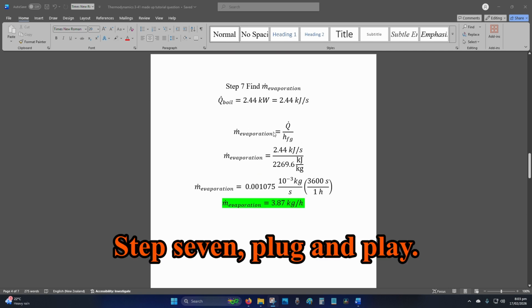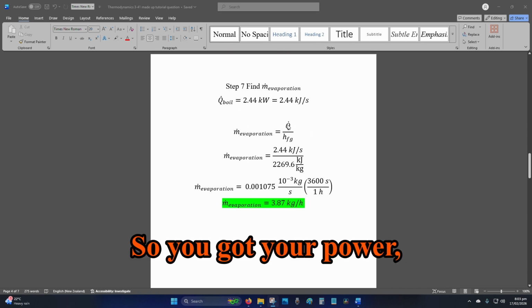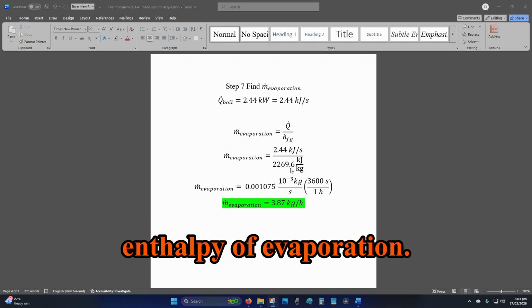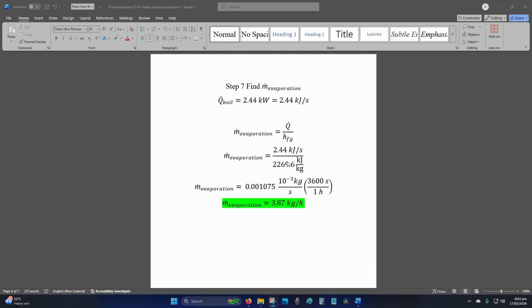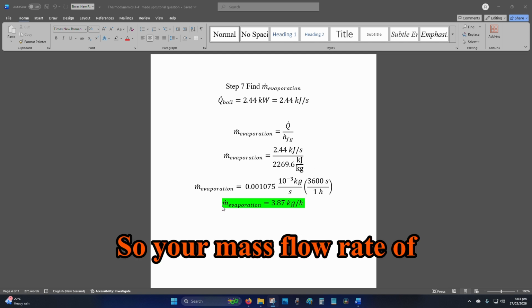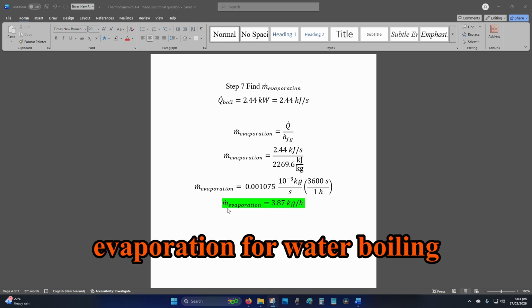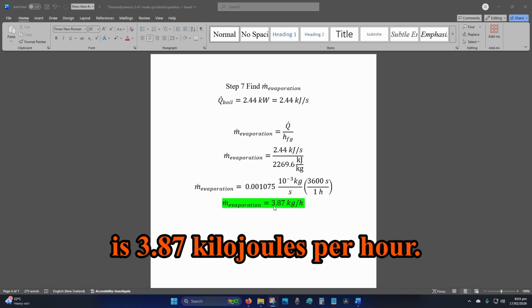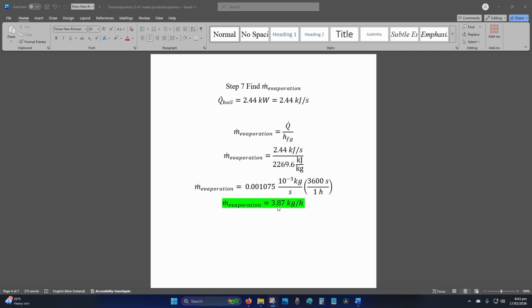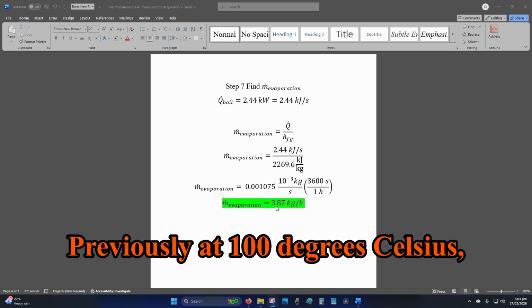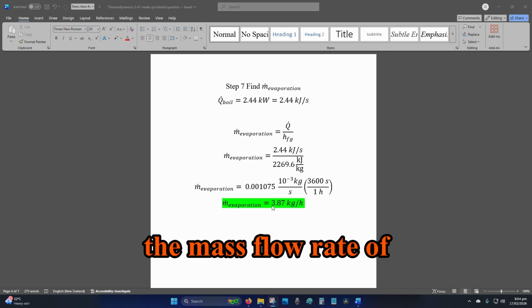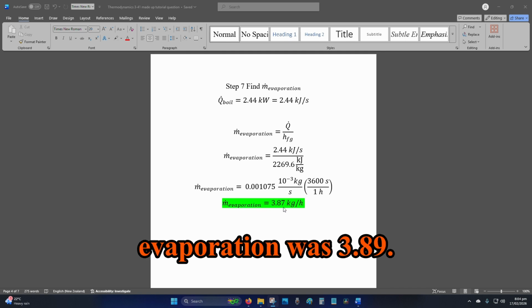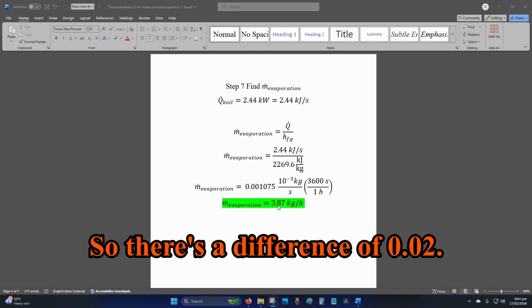Step 7, plug and play. So you got your power, and then you got your enthalpy of evaporation. So your mass flow rate of evaporation for water boiling is 3.87 kilojoules per hour. Previously, at 100 degrees Celsius, the mass flow rate of evaporation was 3.89. So there's a difference of 0.02.